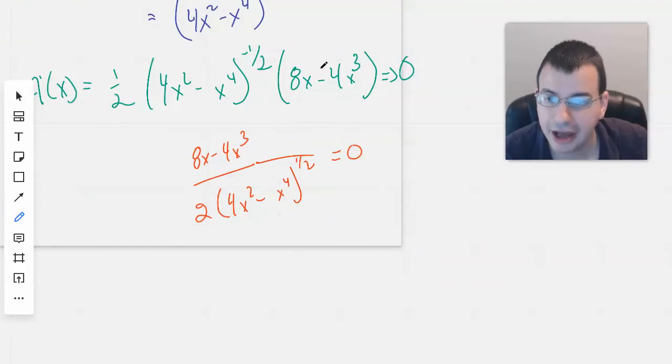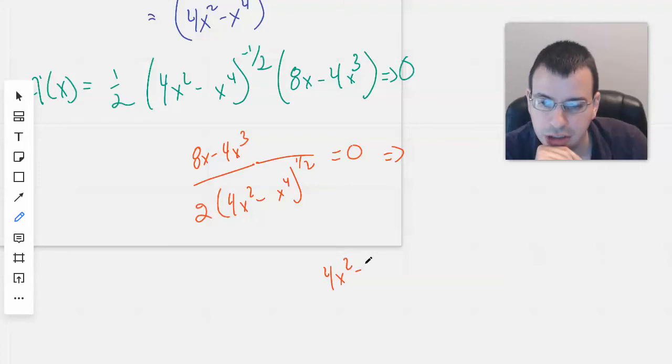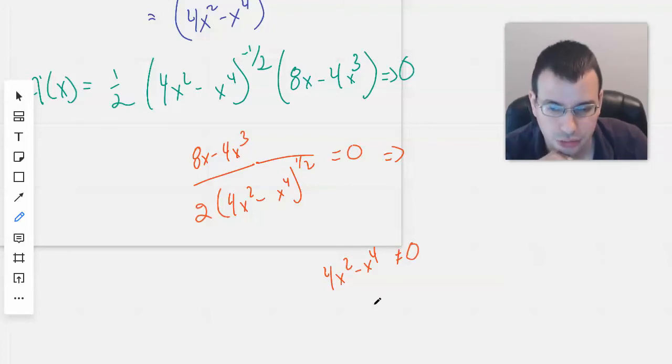Okay, so the negative here means it's on the bottom, the denominator. 4x squared minus x to the fourth, check. 2, yep. And so the way we're going to solve this is multiply both sides by that. One thing we have to be careful of is that 4x squared minus x to the fourth cannot equal 0.